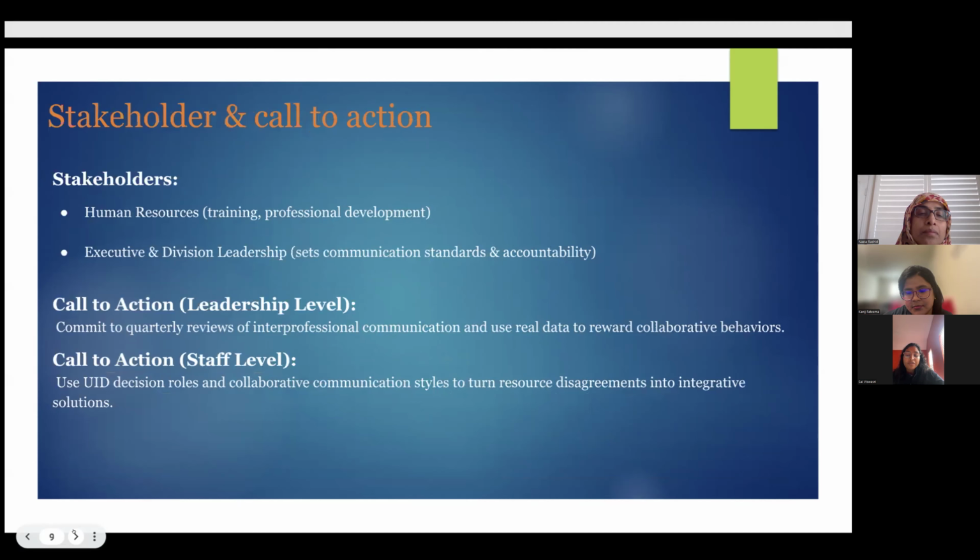Our call to action for leadership is to commit to quarterly reviews of interprofessional communication patterns and use real data to reward collaborative behaviors. For staff, the call to action is to use UID decision roles consistently and practice collaborative communication styles to turn disagreements into productive solutions. This combination of leadership commitment and staff engagement is essential for meaningful change. Next slide.